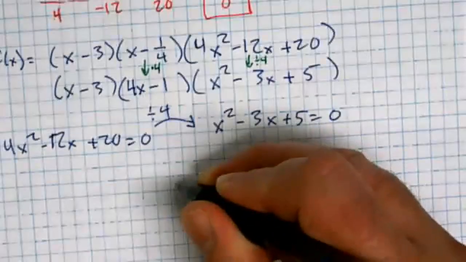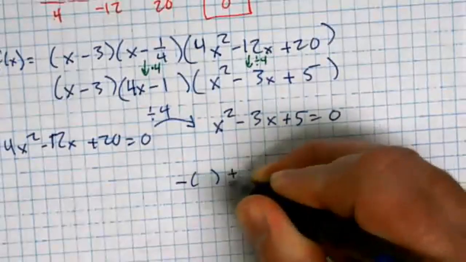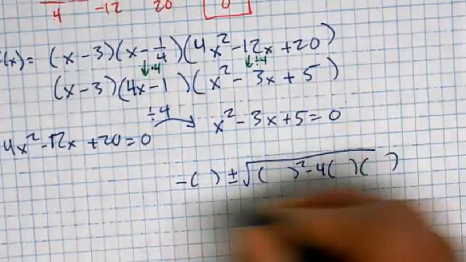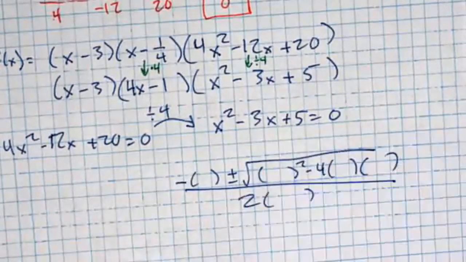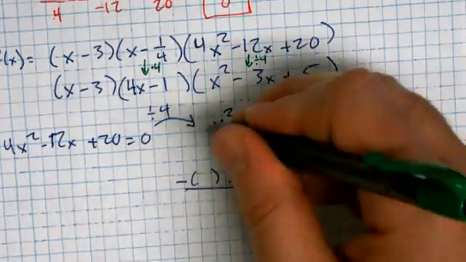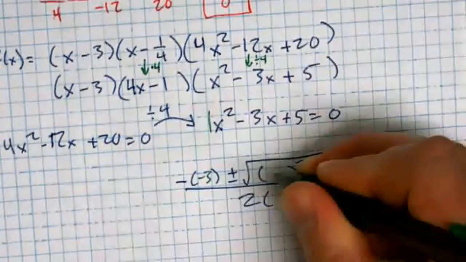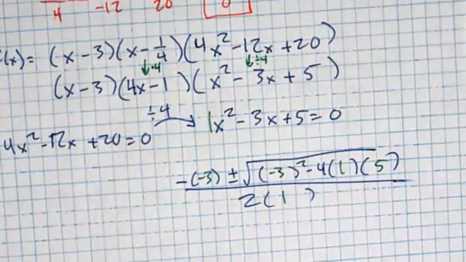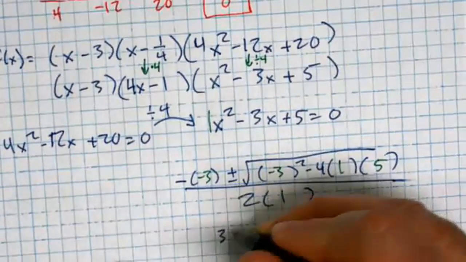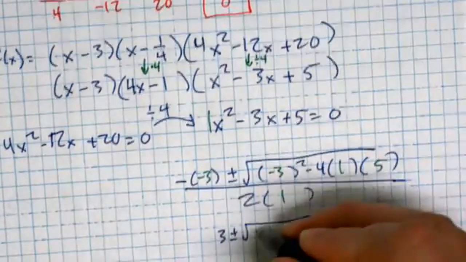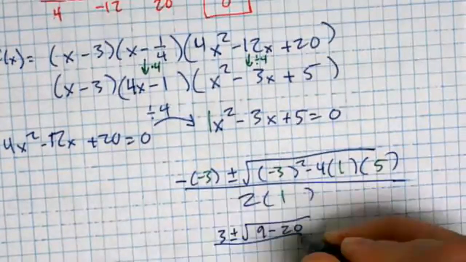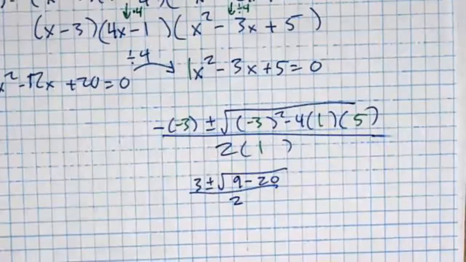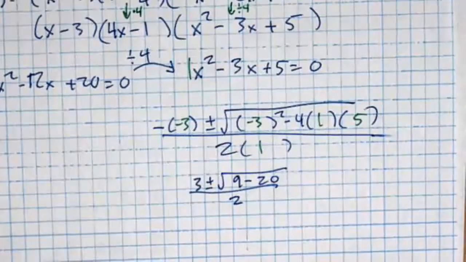So time to plug and chug. Negative b plus or minus the square root of b squared minus 4ac, over 2a. And we've got b, a, and c. Okay, I'm going to get a negative under my radical. That jibes with what we were talking about a second ago, right? We said we were going to have imaginary answers for this one.